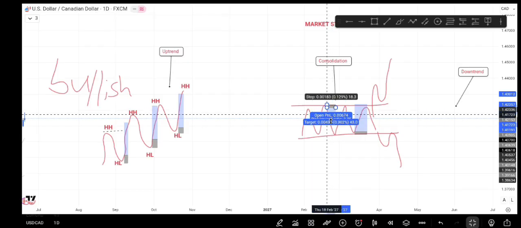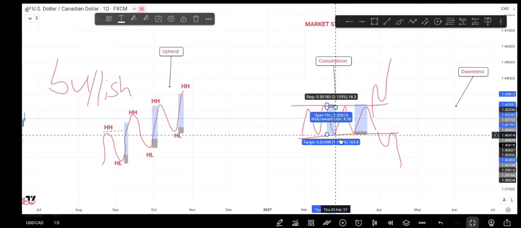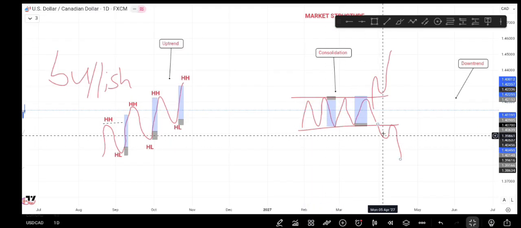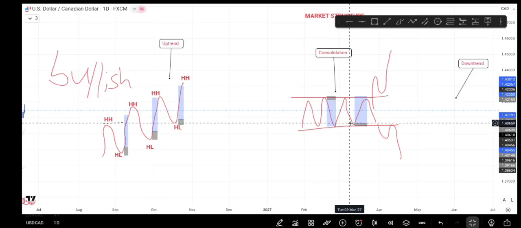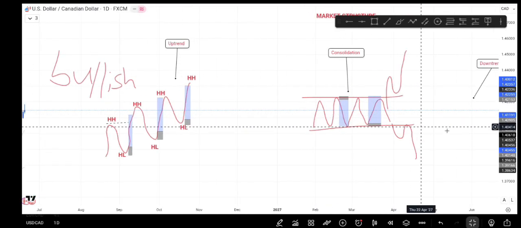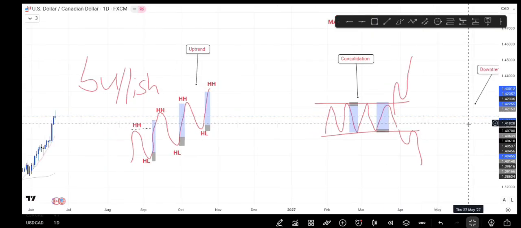So guys, that's basically it for a consolidative market. You can see that the buyers and sellers are in disagreement here. Understand? They are equal at this level. So that's it on consolidative market.